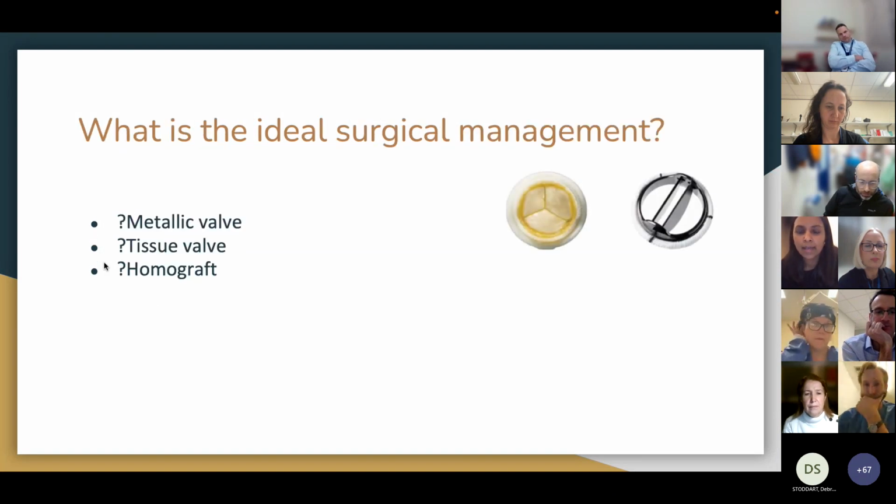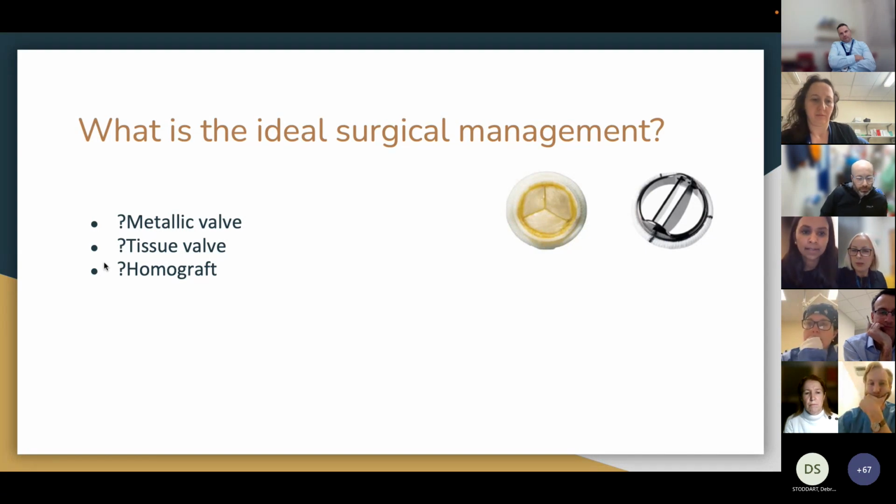So for this patient, if we think about the ideal surgical management, obviously she needs to have a root done, but in terms of the aortic valve being regurgitant, there are decisions to be made about whether she should have a metallic valve, a tissue valve, or a homograft. Tom?